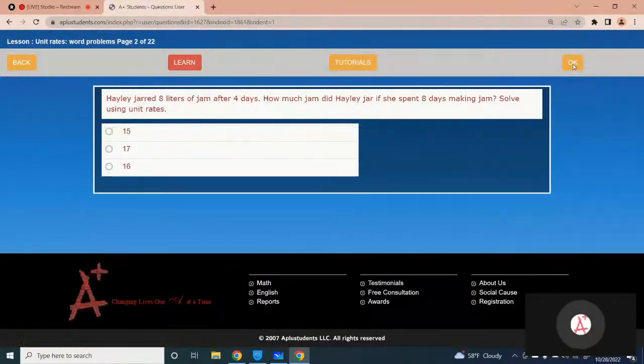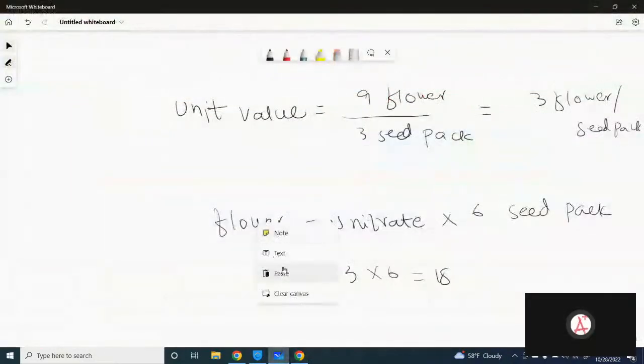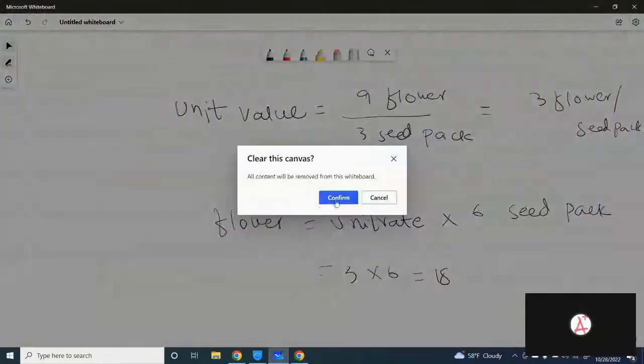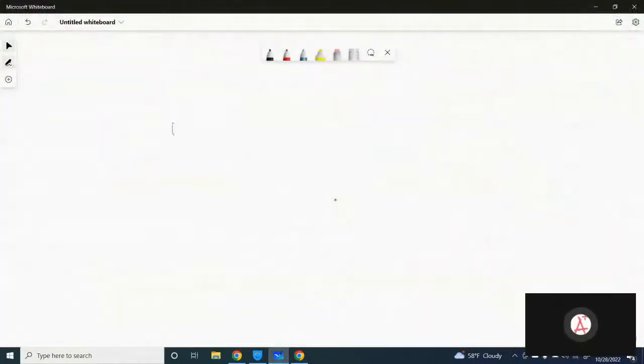Okay, the next one is Helle jarred 8 liters of jam after 4 days. How much jam did Helle jar if she spent 8 days making jam? Solve using unit rate. So first you have to find the unit rate, divide 8 by 4. For the unit rate, 8 over 4, so 4 times 2 is 8. That means the unit rate is 2.